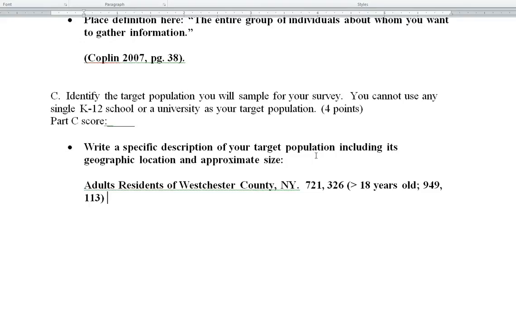Now, you don't need to be this precise. If you say 700,000, that's perfectly adequate. It's sometimes a little bit difficult to get a precise number on the target population, but we just want to, let's say, have an approximate size before we proceed.